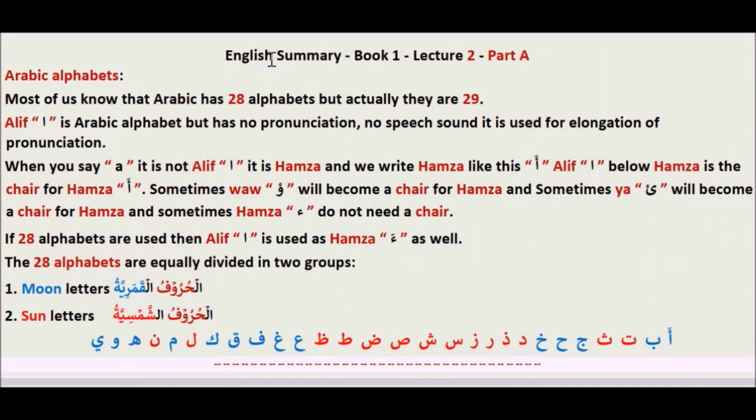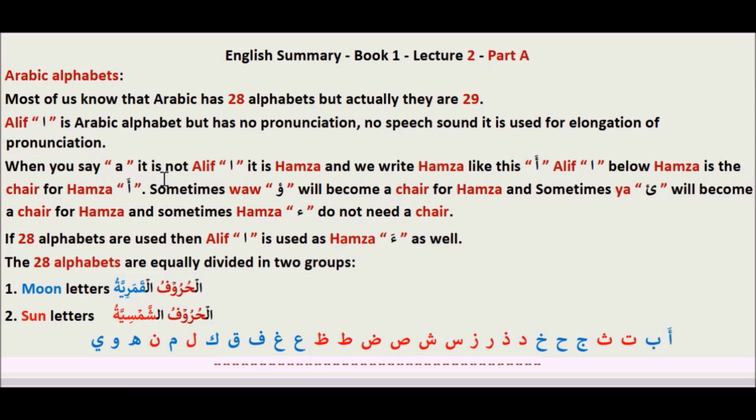Bismillahirrahmanirrahim. This is the English summary, Book 1, Lecture 2, Part 8. Arabic alphabets, mostly it is considered they are 28, but they are actually 29. Alif in Arabic has no pronunciation, no speech sound. It is used for elongation of pronunciation.